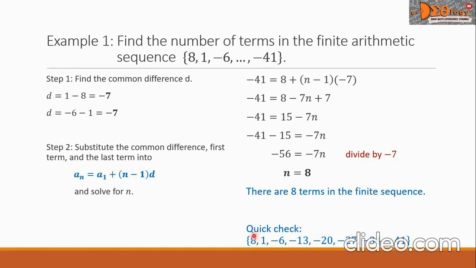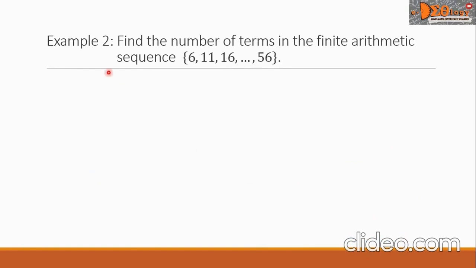So let us count: 1, 2, 3, 4, 5, 6, 7, 8. So there are 8 terms in this finite sequence. So we are sure that this n equals 8 is correct. And this is our final answer. Let us have example 2.